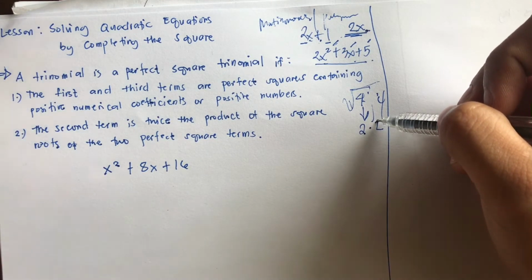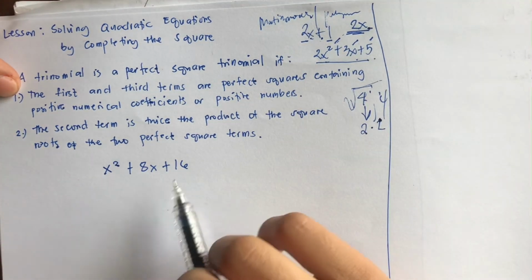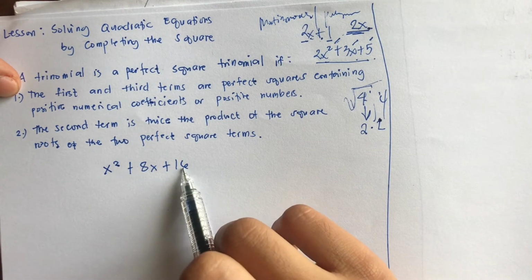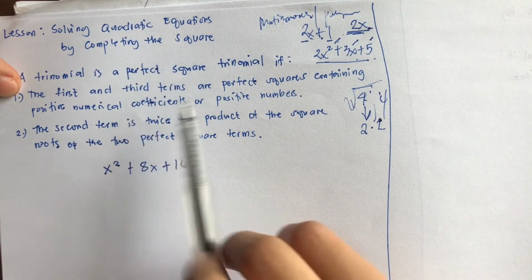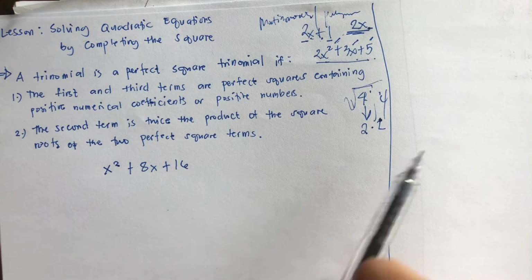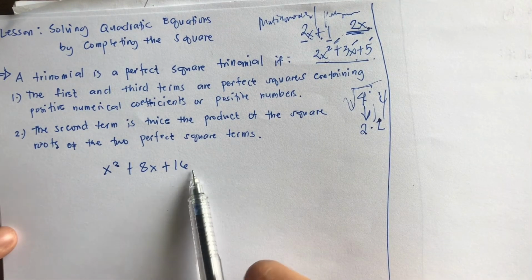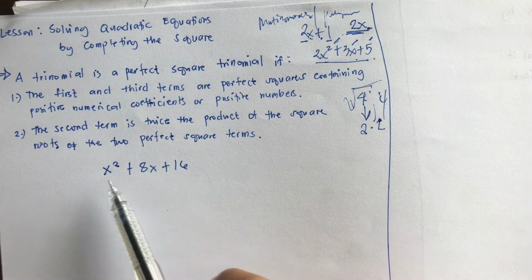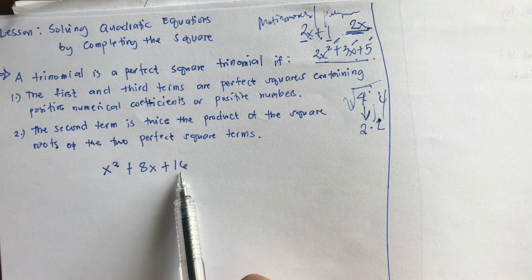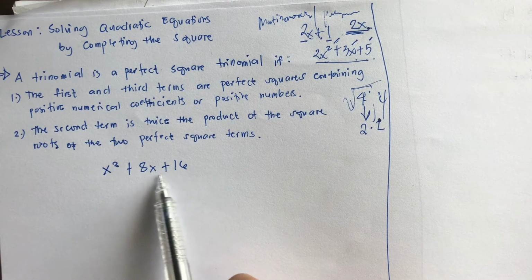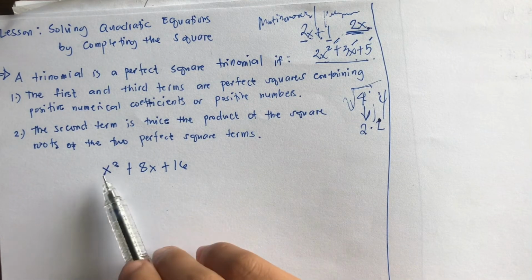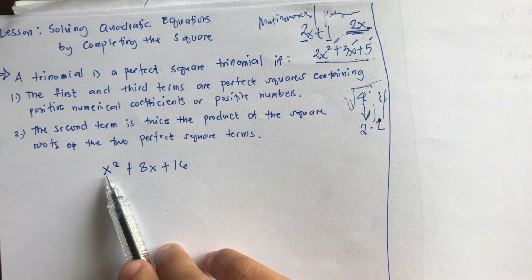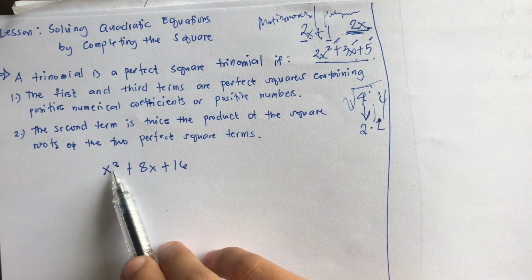So, kung trinomial kuno, ang first condition is ang first o ang third term are perfect squares containing positive numerical coefficients or positive terms. So, ang primero na condition, dapat ang first o ang third term is first, perfect square, and second, positive numbers. So, let us check. The first term is positive, the second term is positive. So, check. So, i-check nato kung perfect square ba siya. X squared, is this a perfect square? Yes, of course. We have the root x, which is x times x, that is x squared.